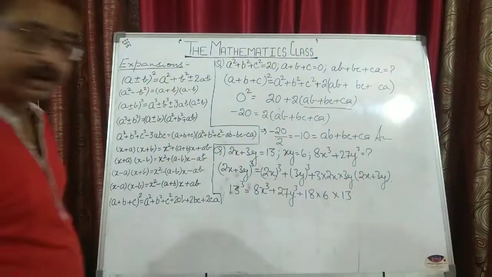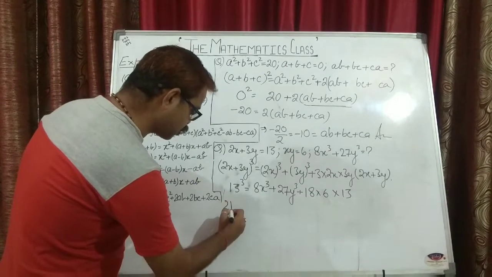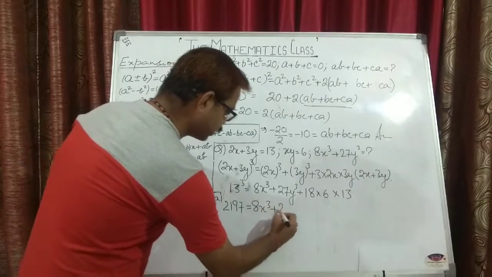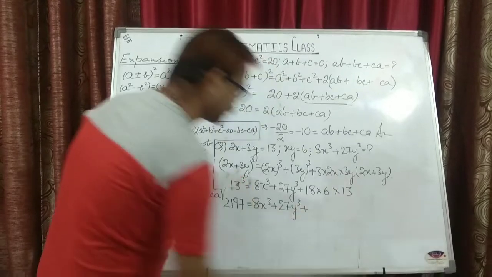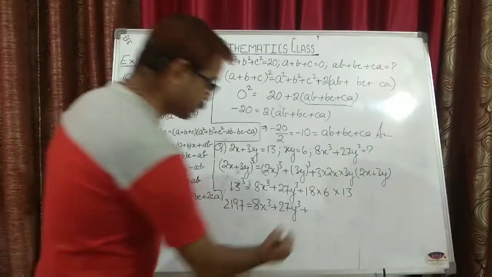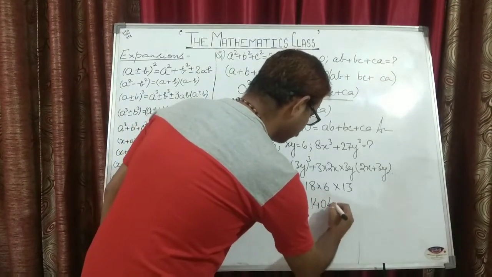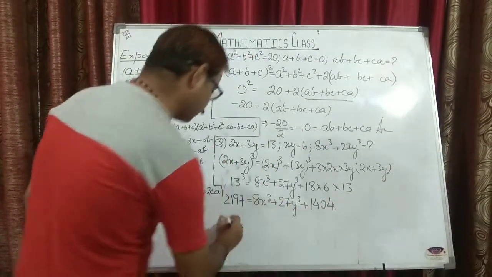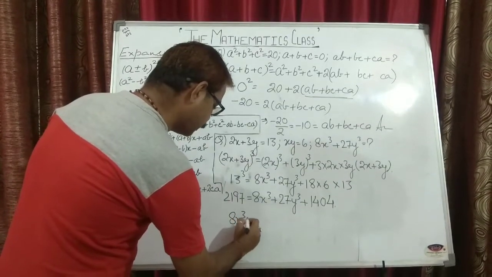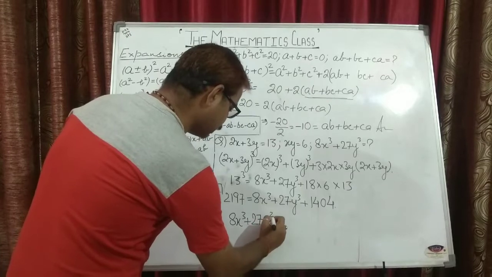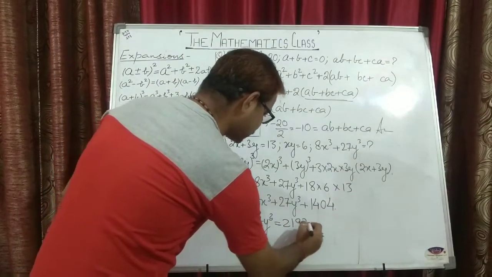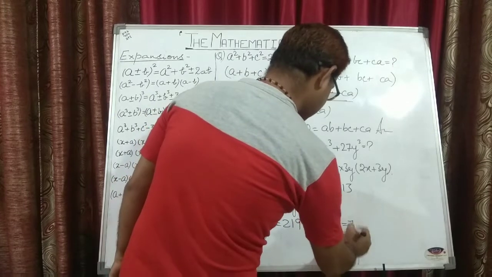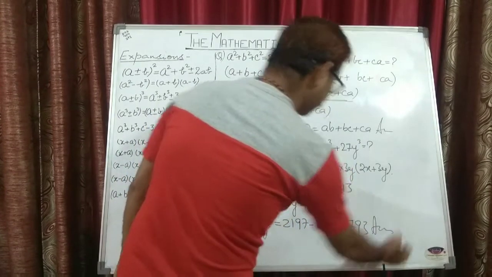Now 13 cube is 2197, which is equal to 8x cube plus 27y cube plus 18 into 13 into 6, which is 1404. When you multiply, you will get the same value. Now simply you have to find this. So 2197 minus 1404. It means 8x cube plus 27y cube can be written as 2197 minus 1404, and that comes to 793. So that is the value.